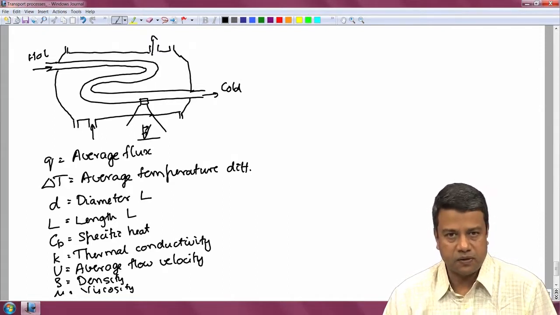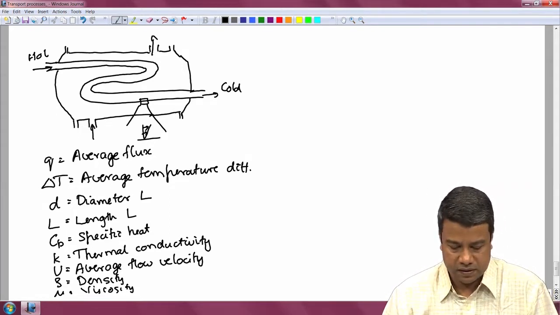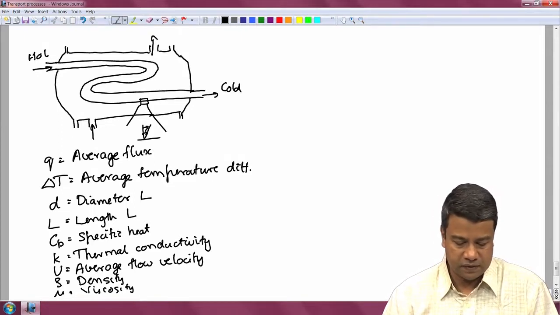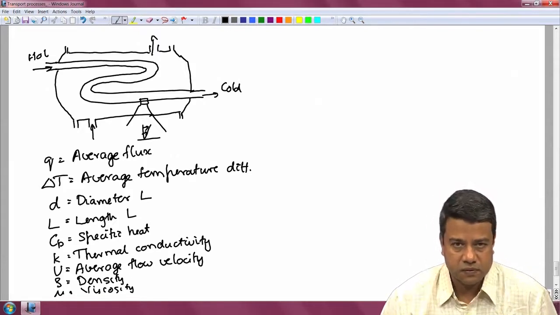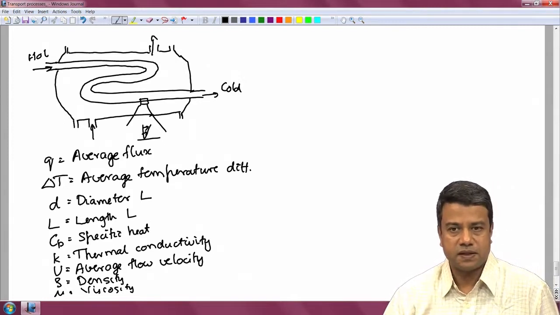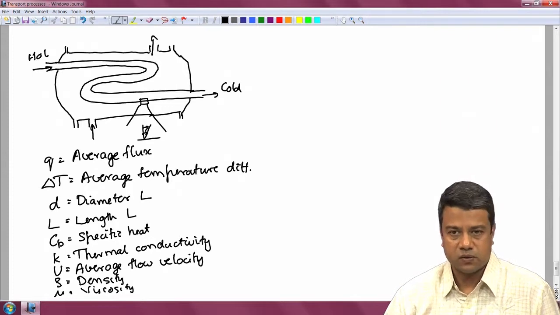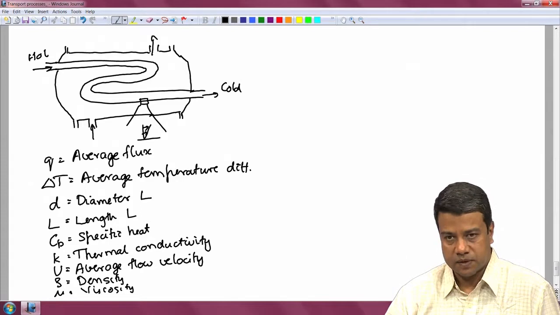The dependent quantity is the average flux, and that depends upon all of these other quantities: the temperature difference, the diameter, length, specific heat, the thermal conductivity, the velocity, density, and viscosity. And of course, so now the program is clear. We have to write down the dimensions of each of these, and then based on dimensional analysis, see how many non-dimensional groups there are, and then try to derive expressions for these non-dimensional groups.